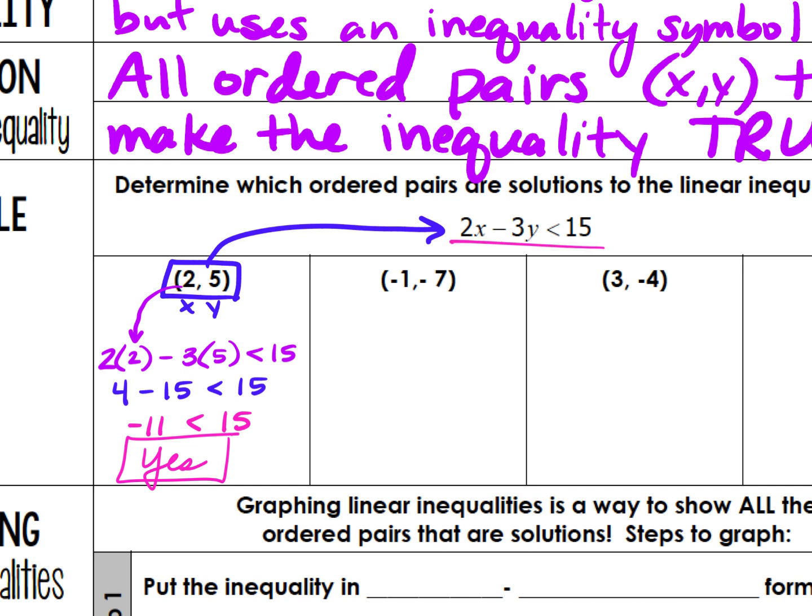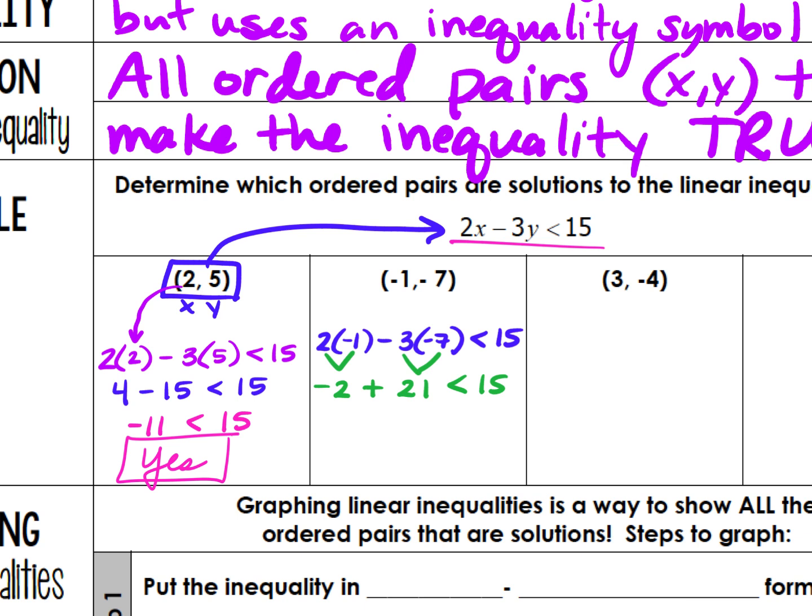Okay, let's do another one together. If I check (-1, -7), I would go 2 times negative 1 minus 3 times negative 7 is less than 15. Okay. Now, you gotta be a little bit careful with negatives in this one. There's a lot of negatives happening. Make sure you keep them in the right places. So we're gonna simplify by multiplication, -2. And we're gonna multiply this. What does that become? Positive 21. 7 times 3, so 21. So we're gonna go plus 21 is less than 15.